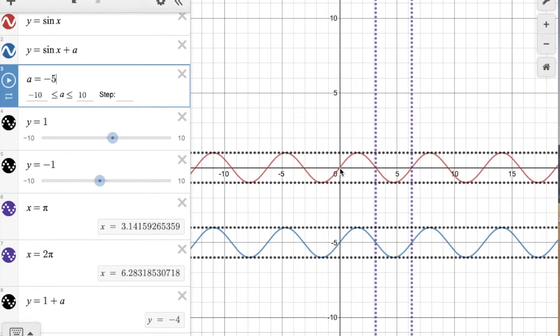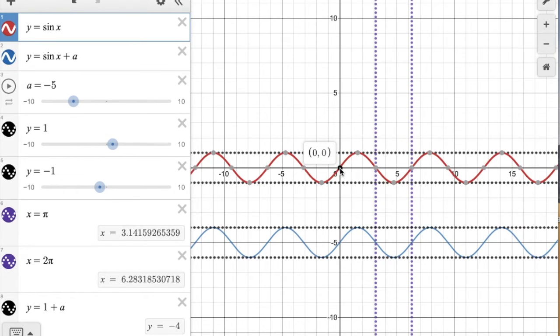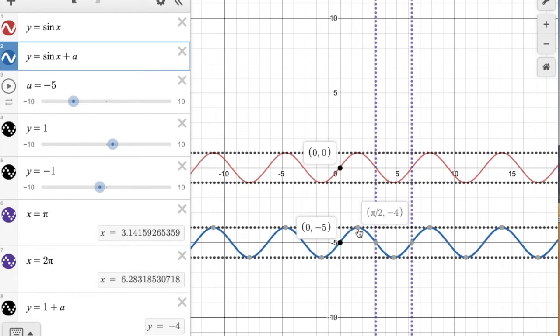So when the y coordinate is 0, you have to subtract 5, then it will rest at -5. At this point, the original y coordinate was 1, but now we have to subtract 5, so it became -4. And at this point, when it is 3 pi over 2, that is 270 degrees, the original point was -1, now it has to subtract 5, then you get -6.